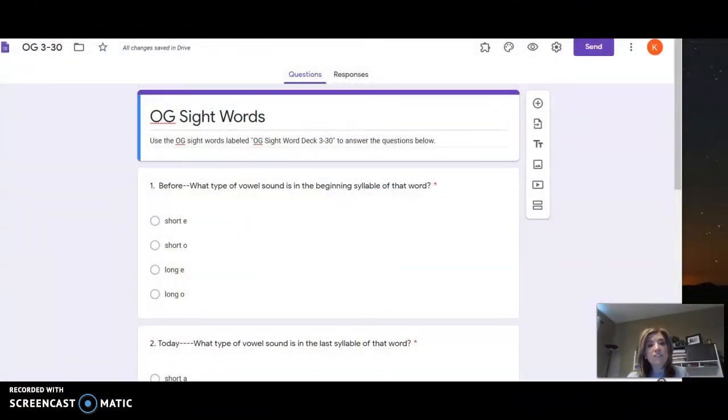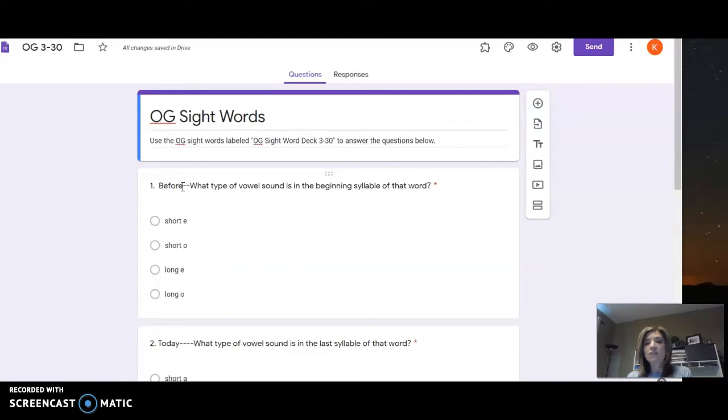So now that we've reviewed the difference between short and long vowel sounds, let's make sure that we understand what it's talking about when it asks us about syllables. Now, our first question is asking us about a beginning syllable. It's important that you know that the word beginning means first. So what type of vowel sound is in the first syllable of this word? To help us, we can take the word it's asking us about and clap it into parts. Let's try it.